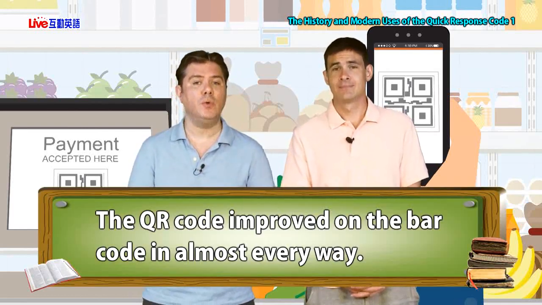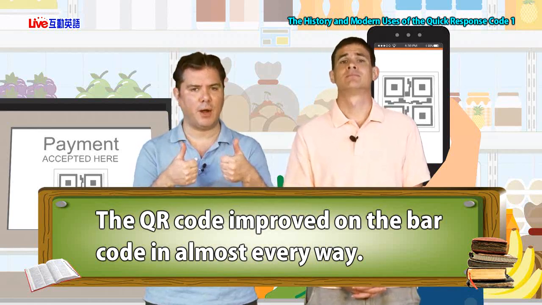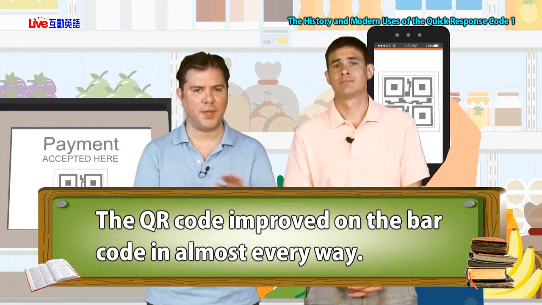So barcodes were okay, but they did have these problems. And for the company, the problems were big enough that they were thinking, how can we make this better? So they came up with the QR code. And how did that work? Well, as we reach our break, it says the QR code improved on the barcode in almost every way. It was superior and better than the barcode, and the company had really come across something quite useful.